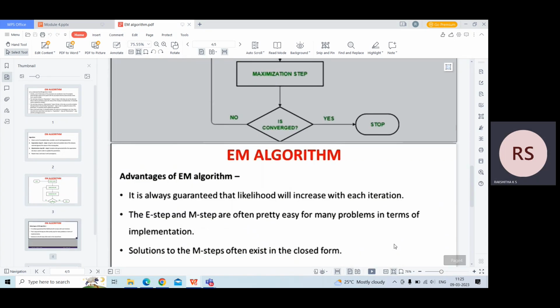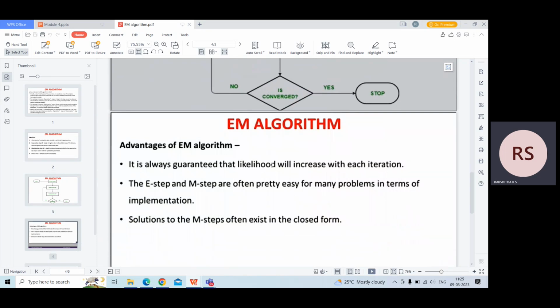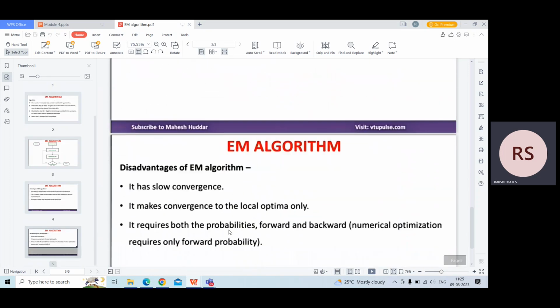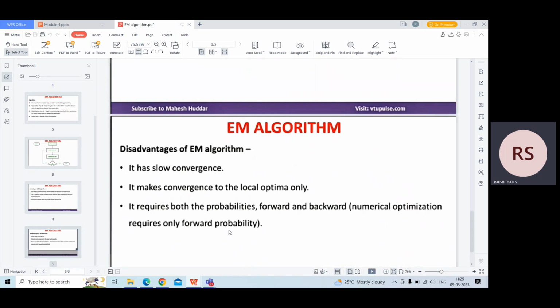And next, we're going to see the advantages and disadvantages of the EM algorithm. It is always guaranteed that the likelihood increases with each iteration. The E step, the expectation step, and the M step, the maximization step, are often pretty easy for many problems. And one more advantage of using the EM algorithm is that it gives the solution for the maximization step. So next we'll look at the disadvantages of this algorithm.